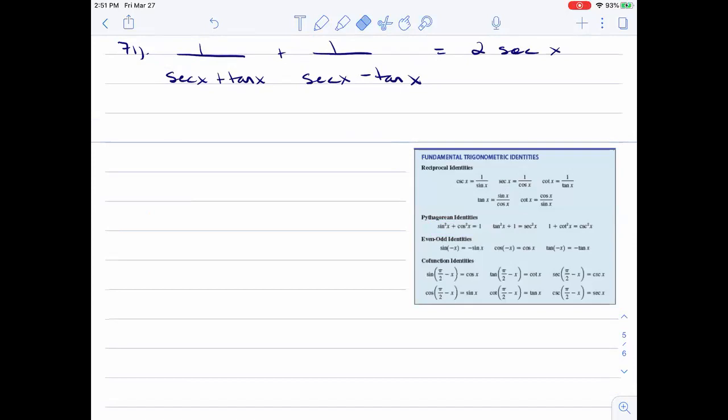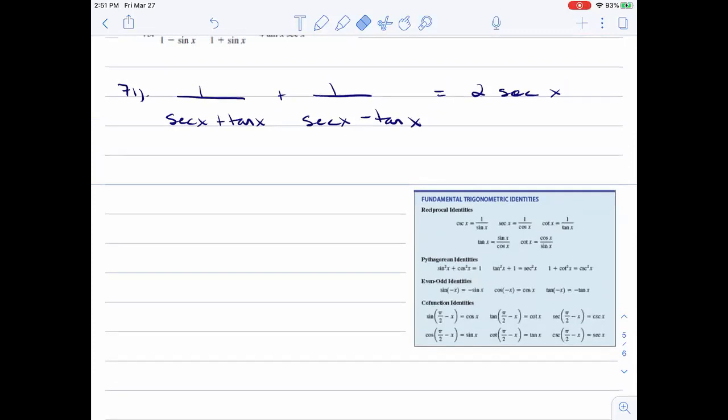Okay. So what are some things that we can do? I've got a secant x and a tan x in both of these, right? One's being added, one's being subtracted. So I'm just going to see if there's anything that I can do here to make that work. Well, I could do something weird, right? I could rewrite this tan x as plus tan of negative x. I don't think that would help me that much, so I'm not going to do that quite yet.